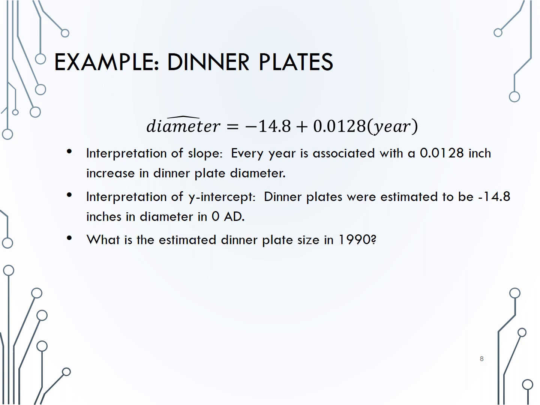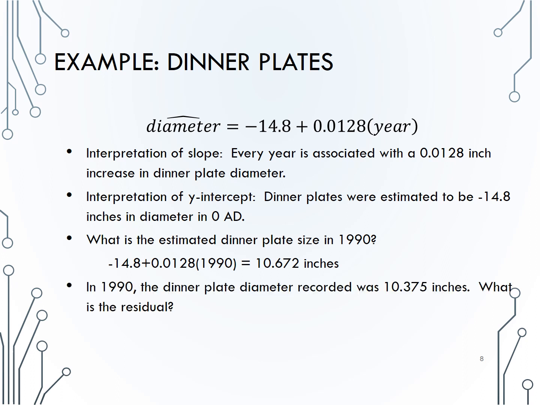Let's estimate a value. What is the estimated dinner plate size in 1990? Well, we can just take in 1990 and plug it in for year into our equation. And so we get an estimated dinner plate size of 10.672 inches. Well, in 1990, the dinner plate diameter was actually 10.375.